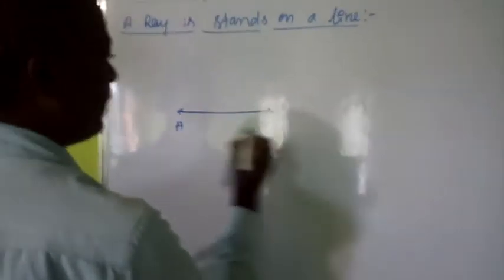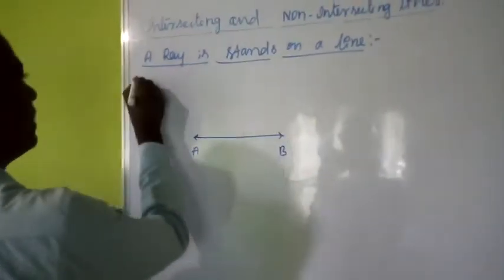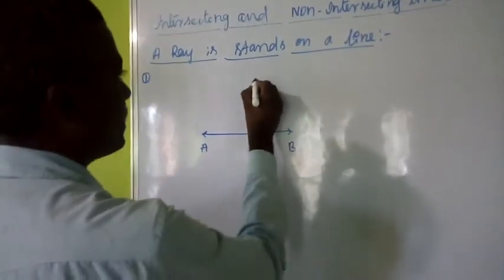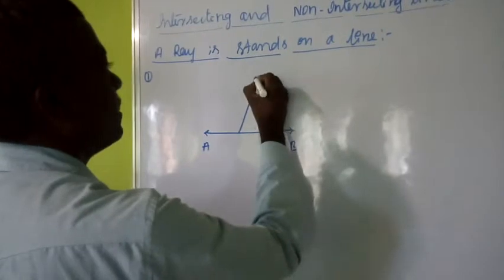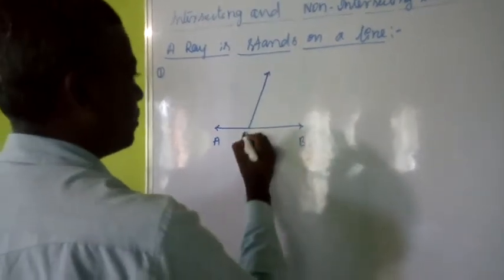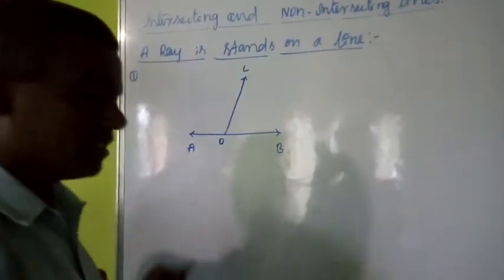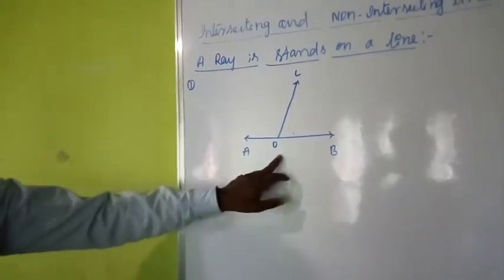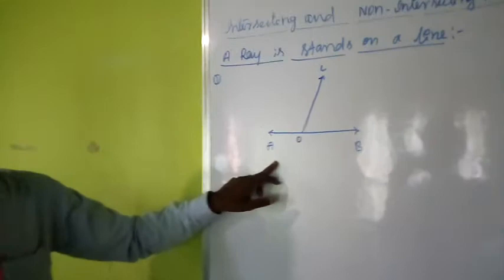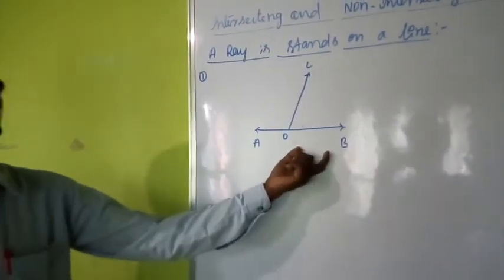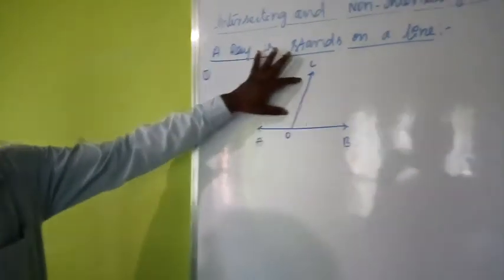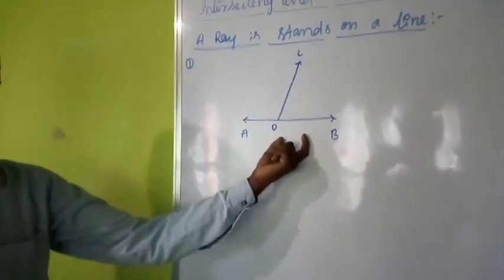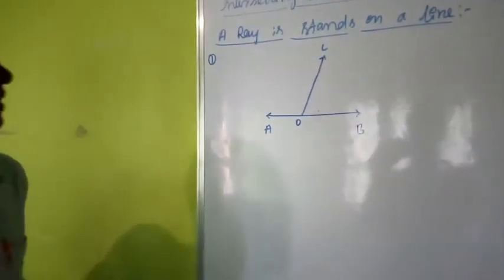So this is AB. Example 1. AB is a line. On this we should take one ray. So this is OC. Just observe these two angles. Here AOB is your line segment, it means your line. Okay. So OC is a ray. This OC stands on line AB. Okay. What happens? Just observe this.